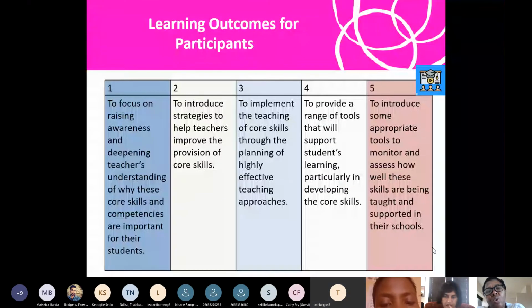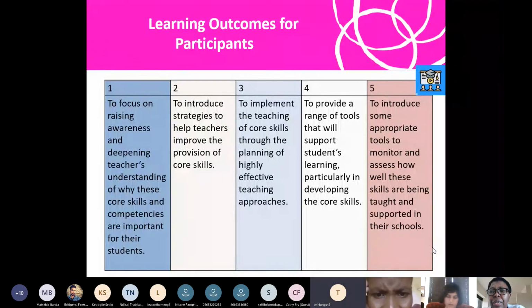And then we'll start looking at the strategies to help teachers to improve provision of the core skills. How do you implement core skills in your classroom? And then outcome number 3 will implement the teaching of core skills through planning of highly effective teaching approaches. By session 6, you will know exactly what approaches must be implemented in our classroom. And then outcome number 4 will provide you with a range of tools that will support student learning, particularly in the developing of core skills.